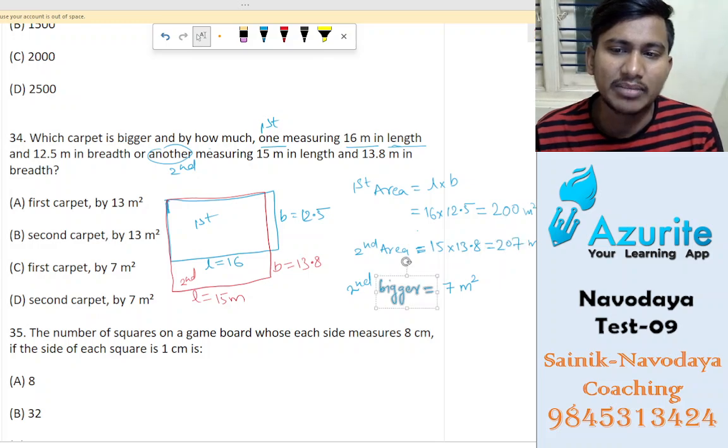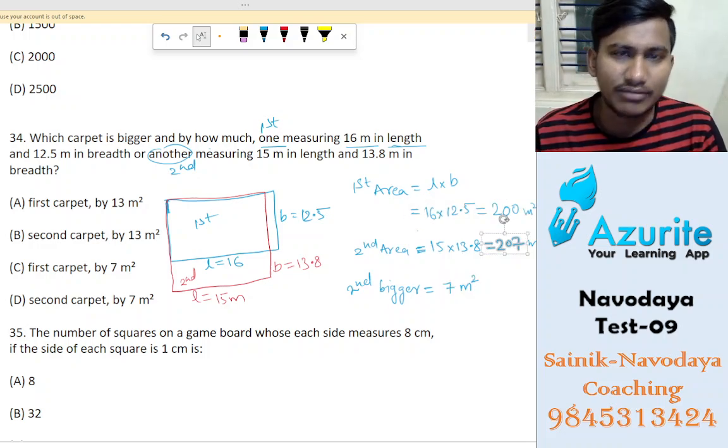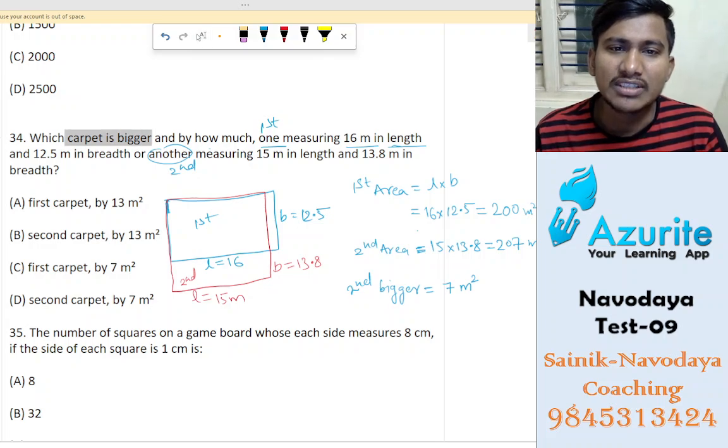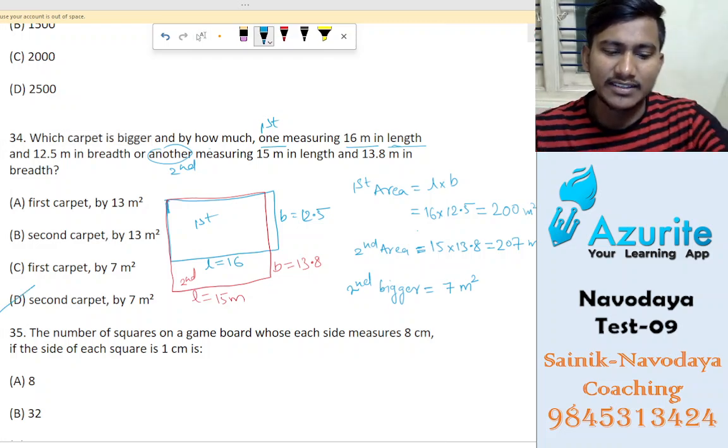Second one is bigger. By how much? 7 meter, right? That is 200 minus 207, you will get 7, right? So it is bigger by 7 meter square. So answer will be how much? Second carpet is bigger by 7 meter square. They are telling which is bigger, right? So second carpet is bigger, by 7 meter square. So option D is the answer. Okay.